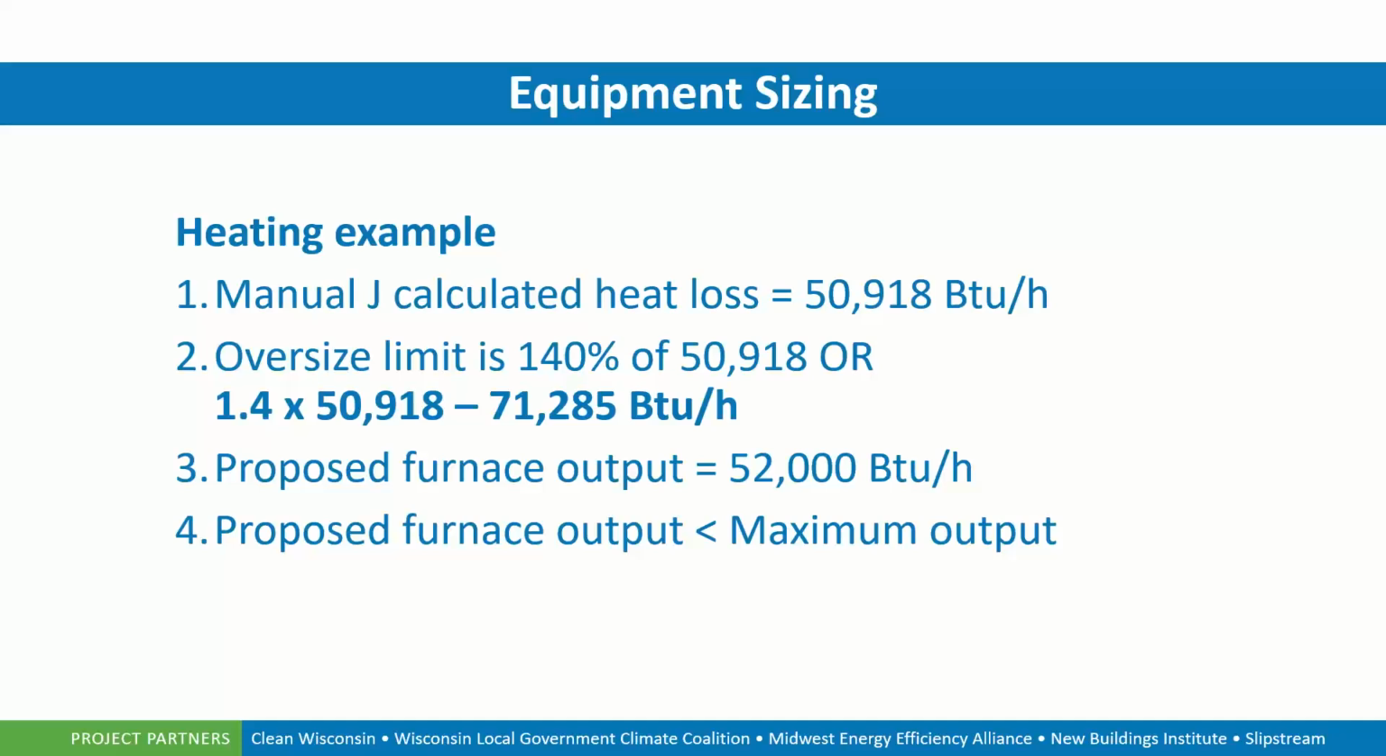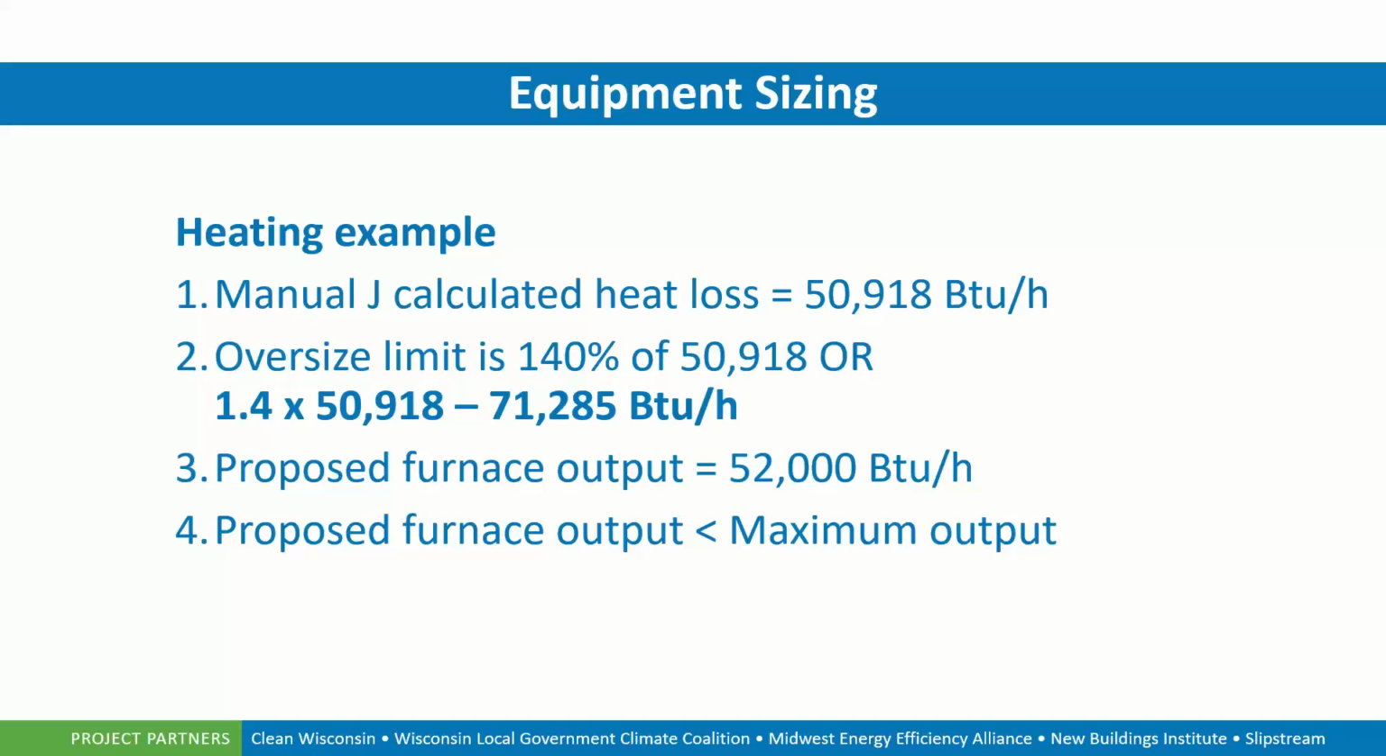And here's an example. The Manual J calculated heat loss is 50,918 BTUs per hour. The desired furnace must meet or exceed this required BTU loss. So when we look at the oversizing, we could oversize up to 40%, right? So a 50,918 BTU heat loss times 1.4 could be up to 71,285 BTUs. So that would be the range the furnace would have to fall within.